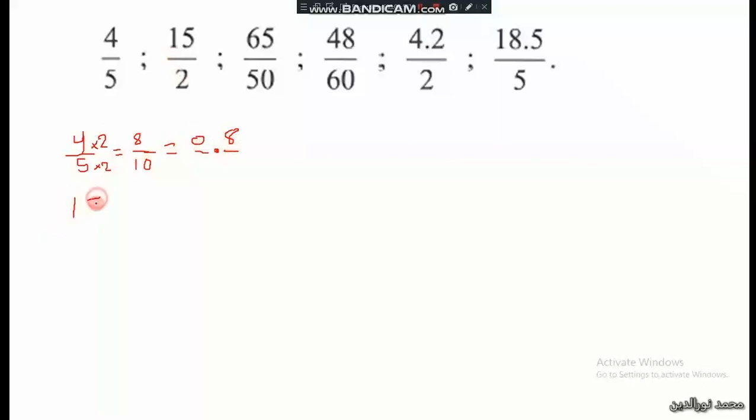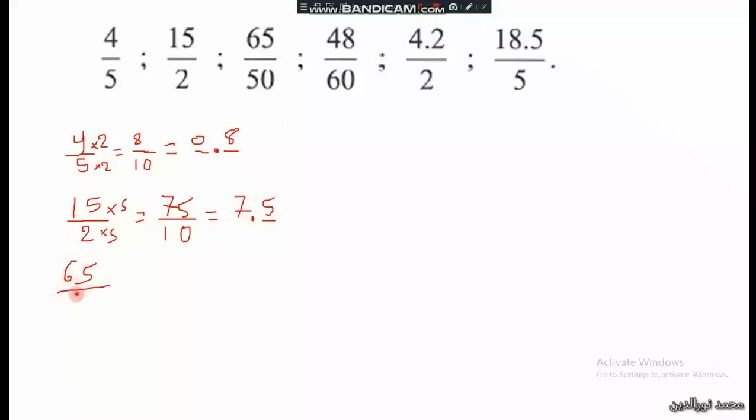And then 15/2. We multiply 2 by 5, and then we multiply 15 by 5, and then the denominator is 10, and 15 times 5 is 75, and we have 10, so one decimal digit. So we have 75, 10, one decimal digit, and the point is right here.